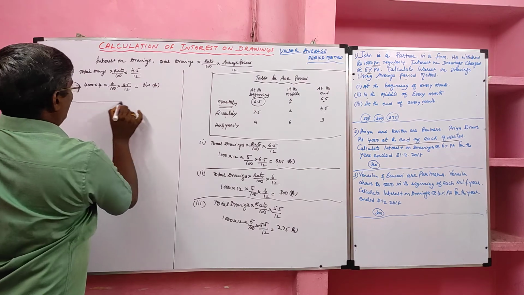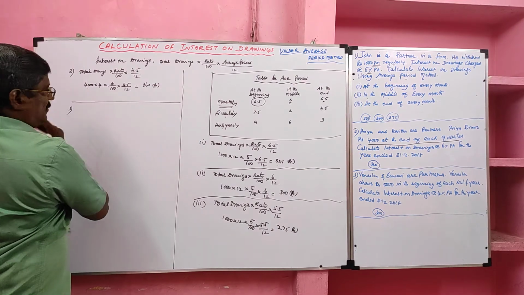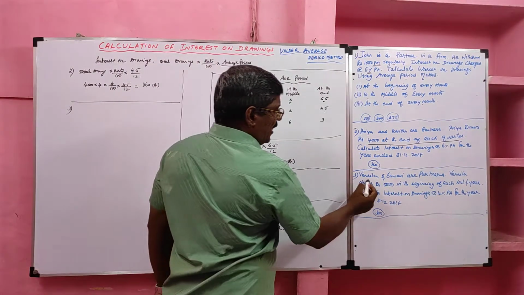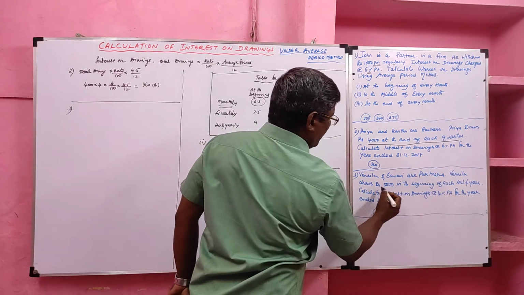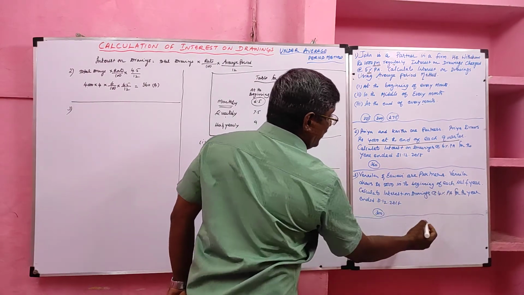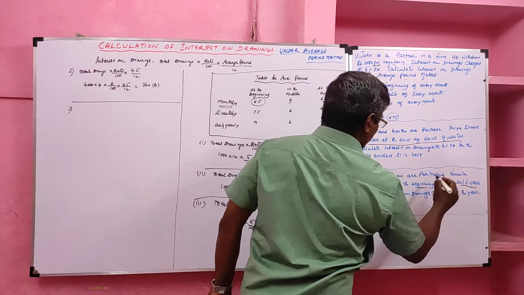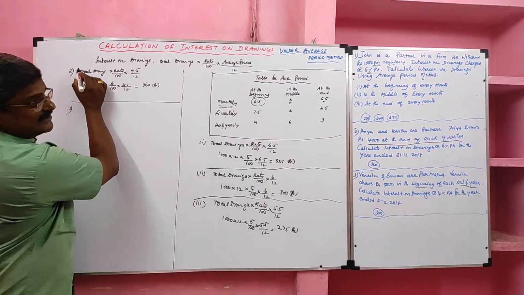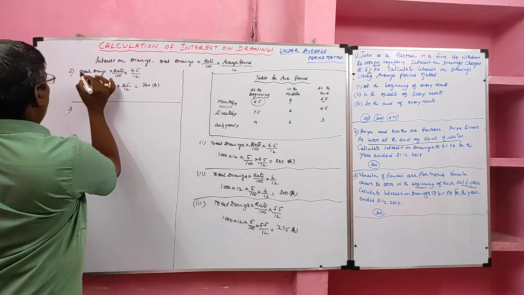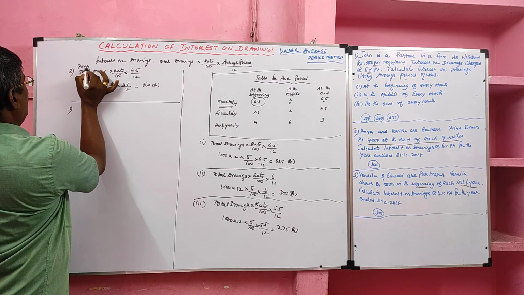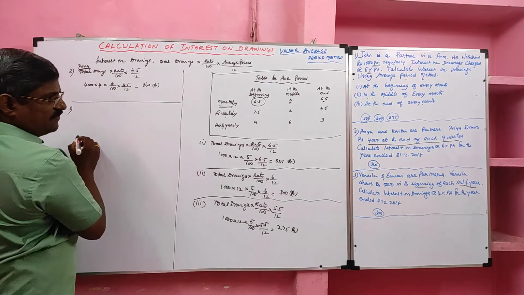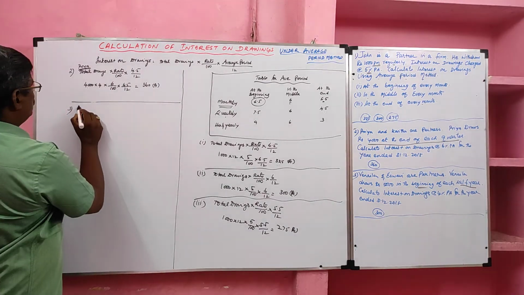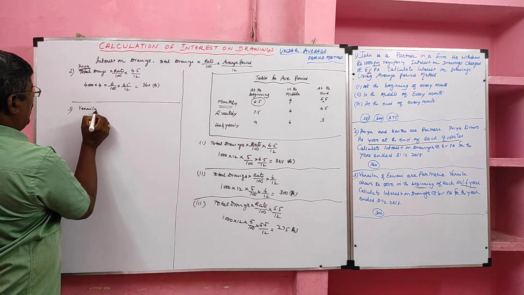Then look at the last one. Third. Venila and Ishwari are partners. Venila draws 5,000 in the beginning of every half year. Half year beginning. So this is interest for Priya. Here, interest for who draws? Venila. So Venila's interest on drawing.